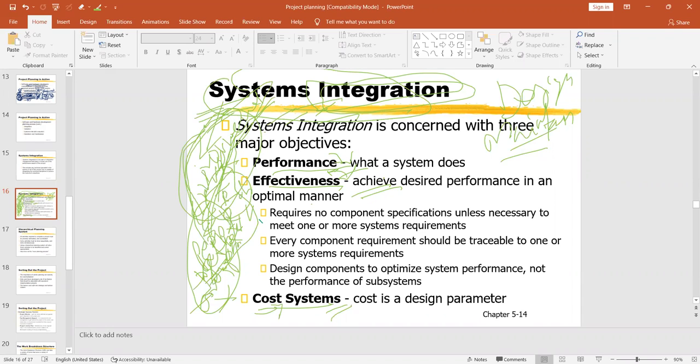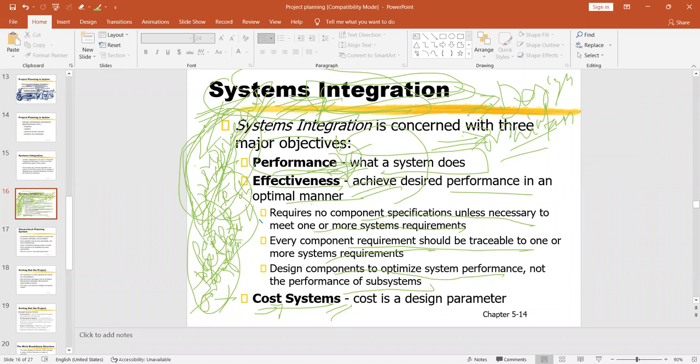So performance is what a system does. You have to design and maintain a system in a way that your performance will be maximum. Again, you have to design and maintain a system in a way that it will help you achieve desired performance in an optimal manner. What is required? No component specification unless necessary to meet one or more system requirements. Every component requirement should be traceable to one or more system requirements. Design components to optimize system performance, not the performance of a subsystem.